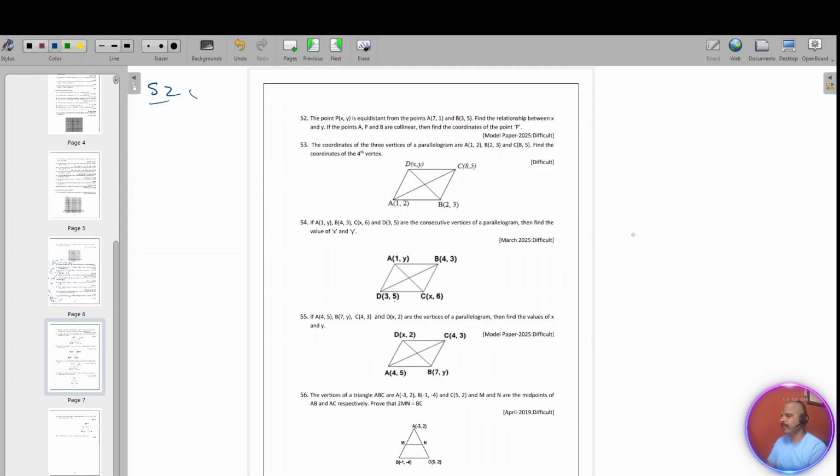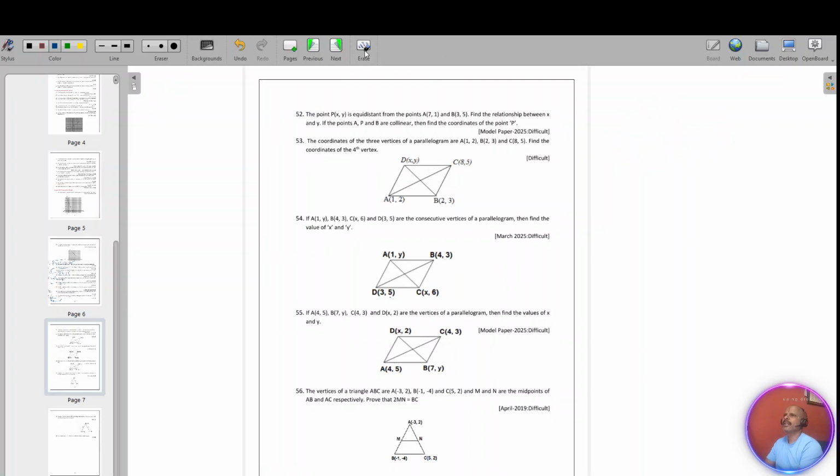Once you find the relation, then A, P, B collinear means you apply this formula here. First, you find AP, PB, AB. If the sum of two sides is equal to the other side, then you say collinear. Once you see that, it will become a midpoint. Then apply the midpoint formula and find P. Okay, 52 I am not solving.